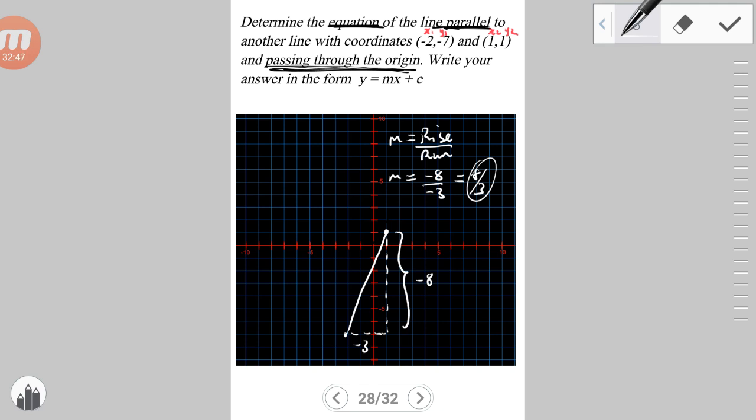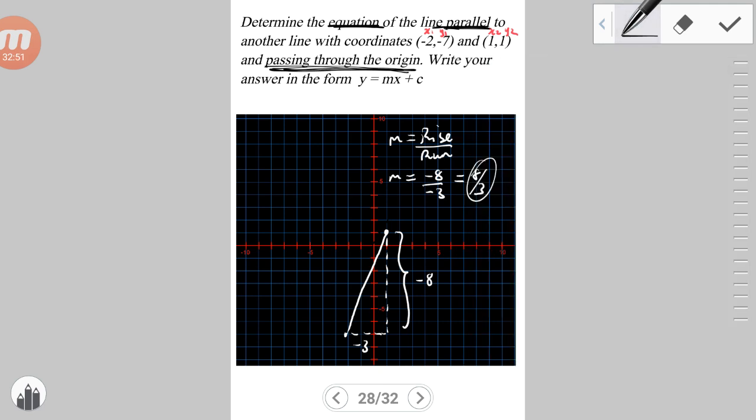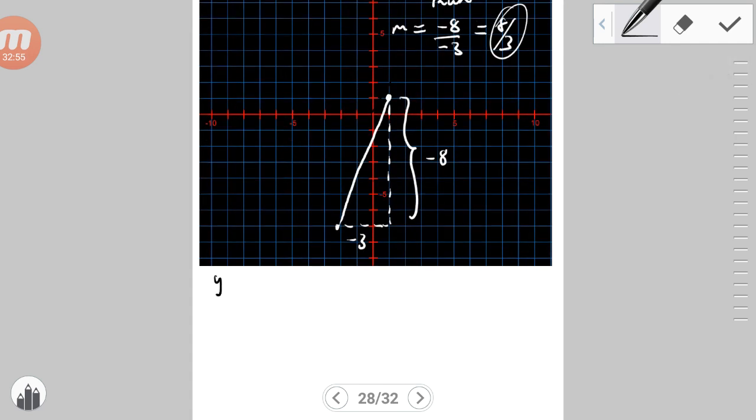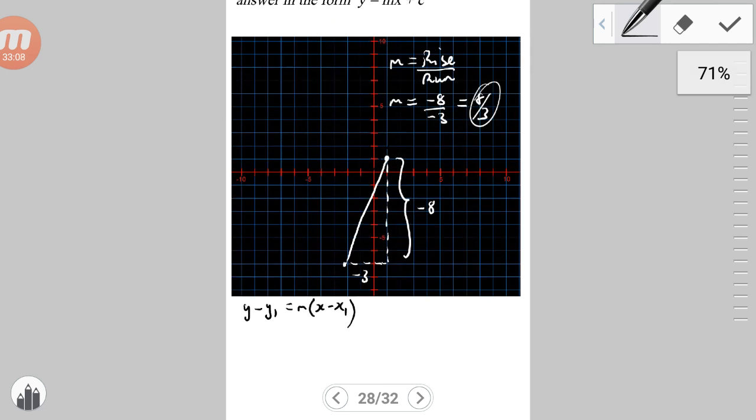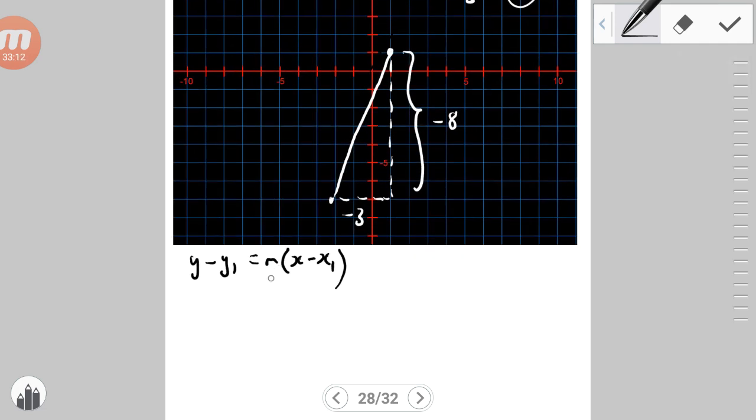Now that we have done that, we can get back to the meat of the matter, which is finding the equation of the line. We know that the equation of the line is y minus y1 equals m times x minus x1. Please bear in mind that they did say that it is parallel, so we know that m1 that we just calculated, 8/3, is going to be the same gradient that we're looking for down here.